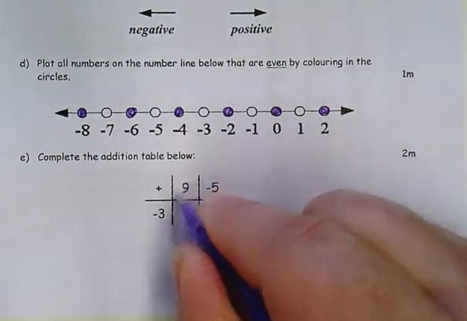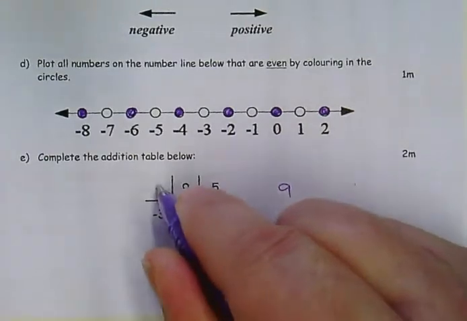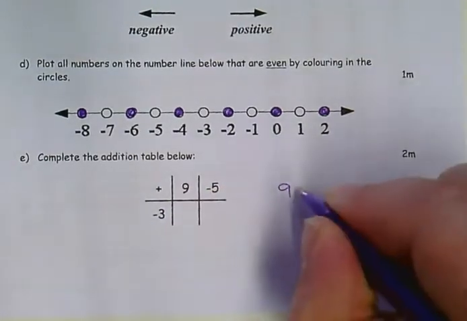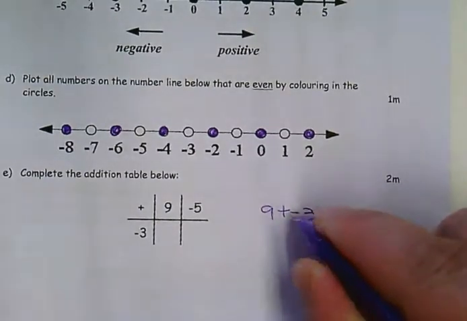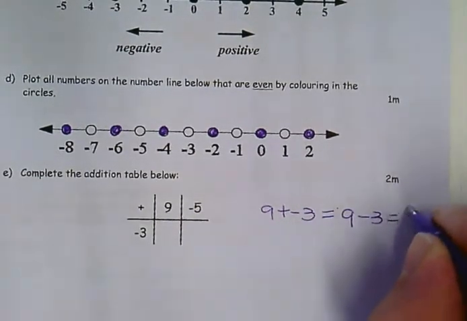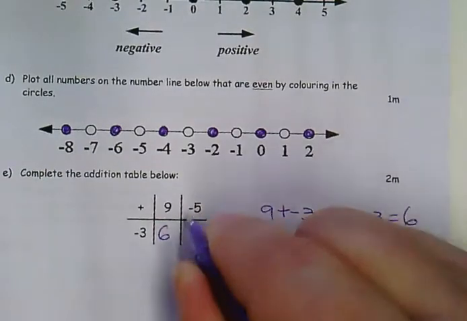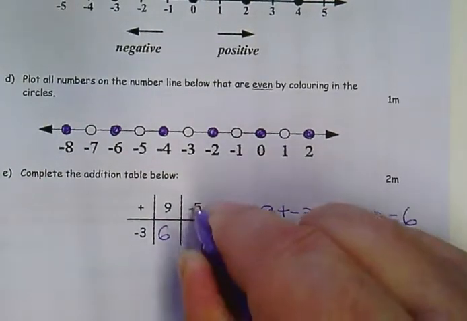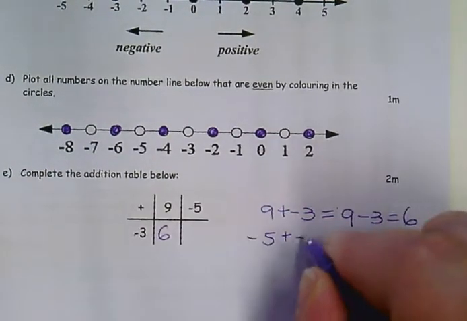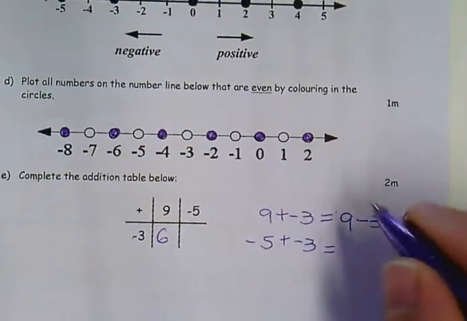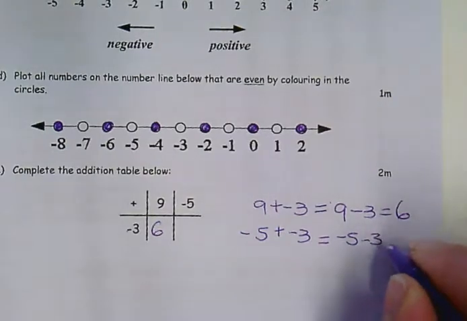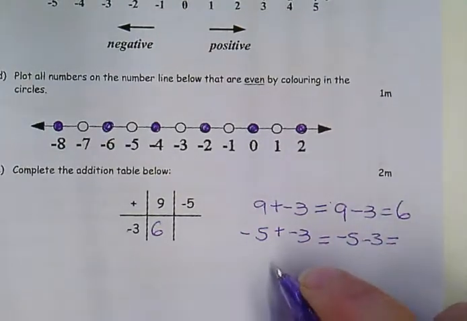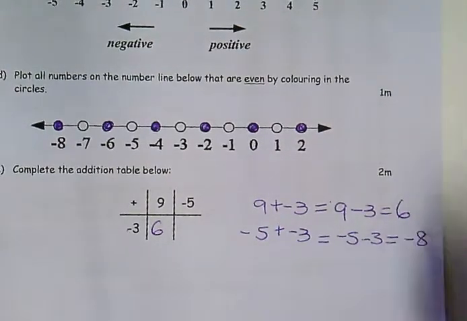Okay? Now complete the addition table below. So we're adding 9, so we want to do 9 plus negative 3. So remember, when you see a plus and a negative, it becomes a takeaway. So 9 take away 3, and that's 6. And then we've got negative 5 plus negative 3. Now the plus negative means to take away. So negative 5 take away 3. So negative 5 and take away 3 is negative 8.